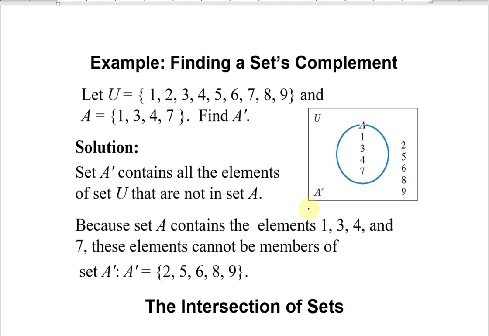For example, we have the universal set 1, 2, 3, 4, 5, 6, 7, 8, 9, all of them here, and set A is the numbers 1, 3, 4, 7. A prime is the stuff that is outside of A, so you don't want to include A. Outside of A, it's 2, 5, 6, 8, 9.